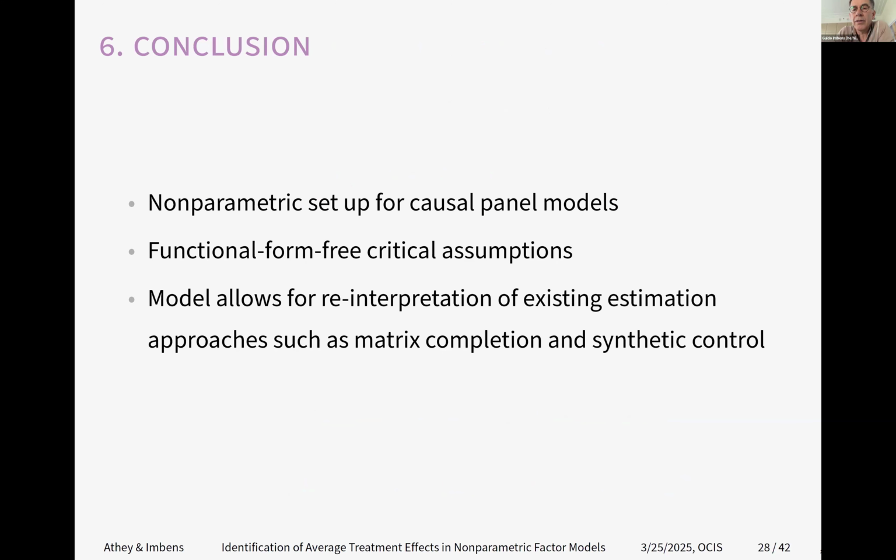So let me stop here and turn it over to Bryan. But what we find attractive in this setup is that it gets closer to the cross-section setup, where you can make the critical assumptions in a functional form free way, and it allows you to reinterpret some of the existing estimation approaches in a much more general setting. All right, so let me stop here.